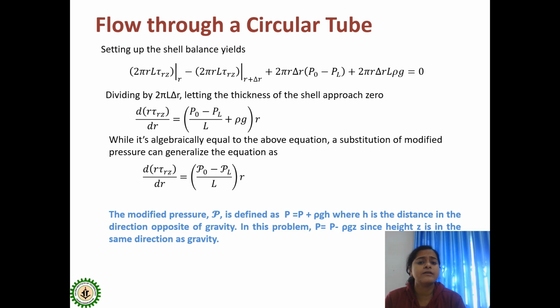While this is algebraically equal to the above equation, substitution of the modified pressure allows it to be generalized. What is the modified pressure? The modified pressure small p is defined by capital P equals small p plus rho g h, where h is the distance in the direction opposite to gravity. In this problem, small p equals P minus rho g z. Here, z is the distance in the same direction as gravity, so the minus sign has been considered.